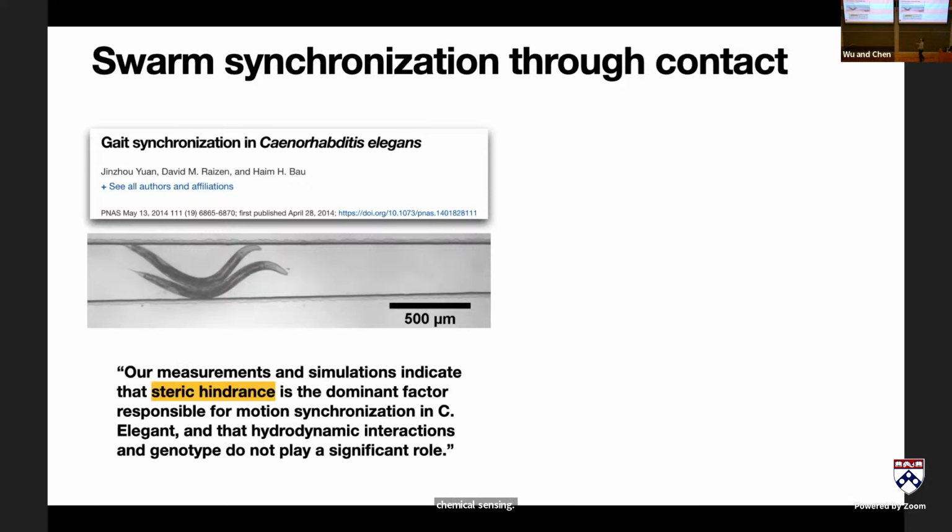And the thing that stuck out to me in this paper is this word right here, steric hindrance. Steric hindrance is just a fancy way of saying contact, that the interactions are happening purely through contact. There's no fluid mechanics involved in the problem. And they don't know that they're touching another worm through special touch sensors or tactile sensors.